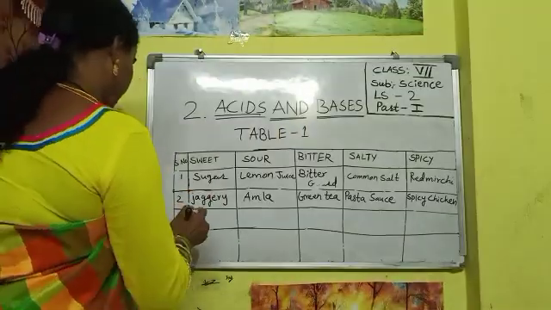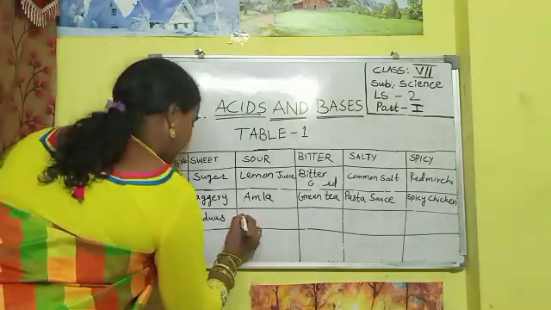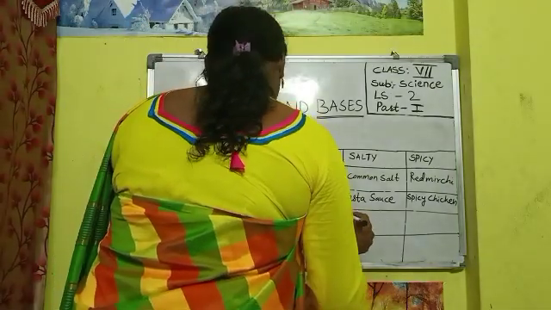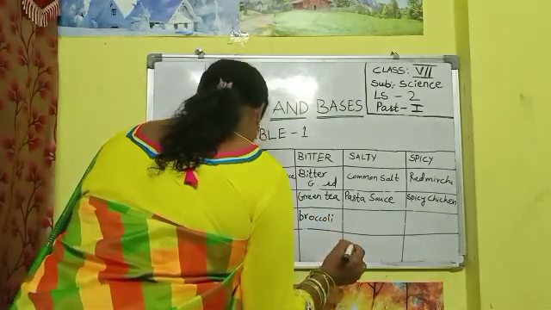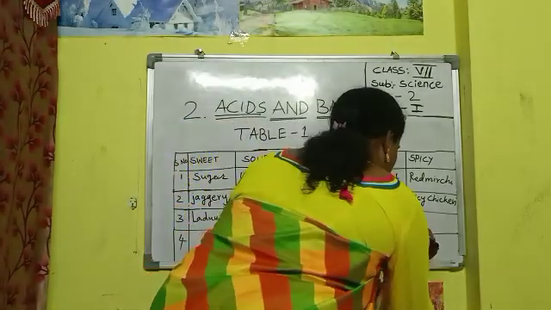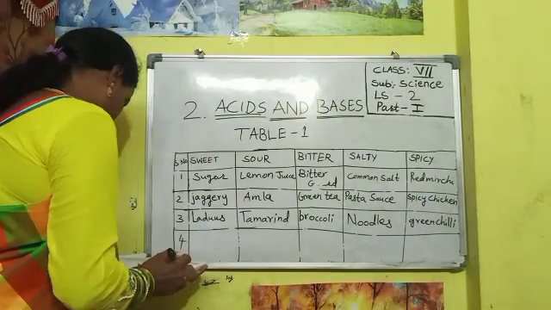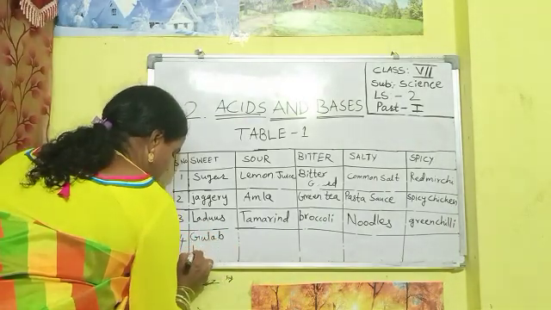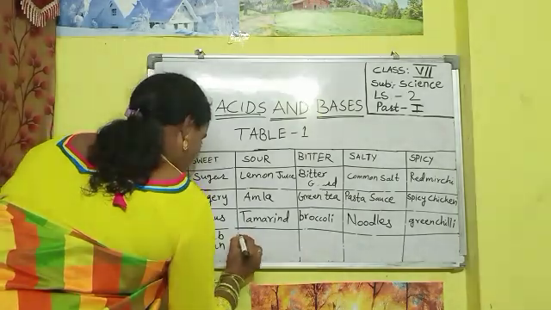Okay, next here I'll write laddus, tamarind, then broccoli, noodles, and your green chili, and here gulab jamun. Here I'll write raw mango.